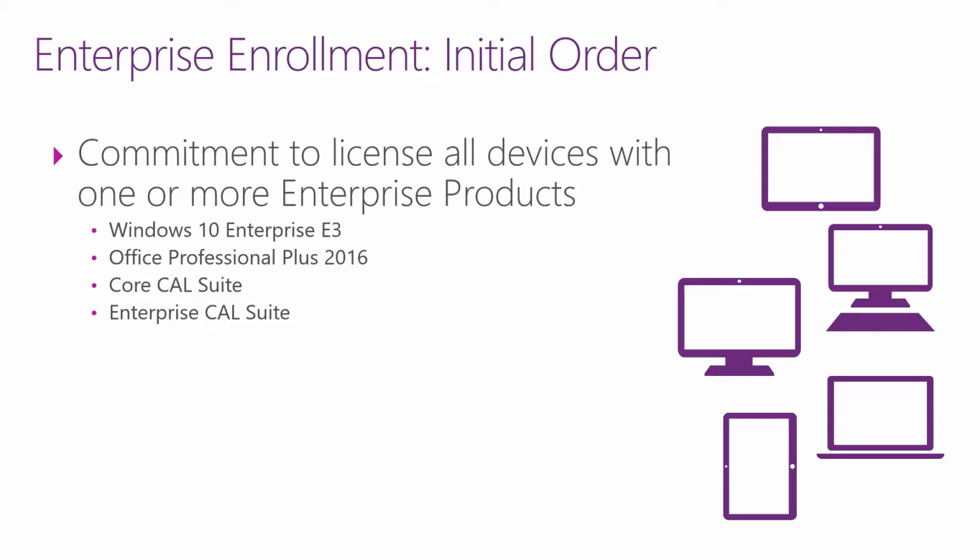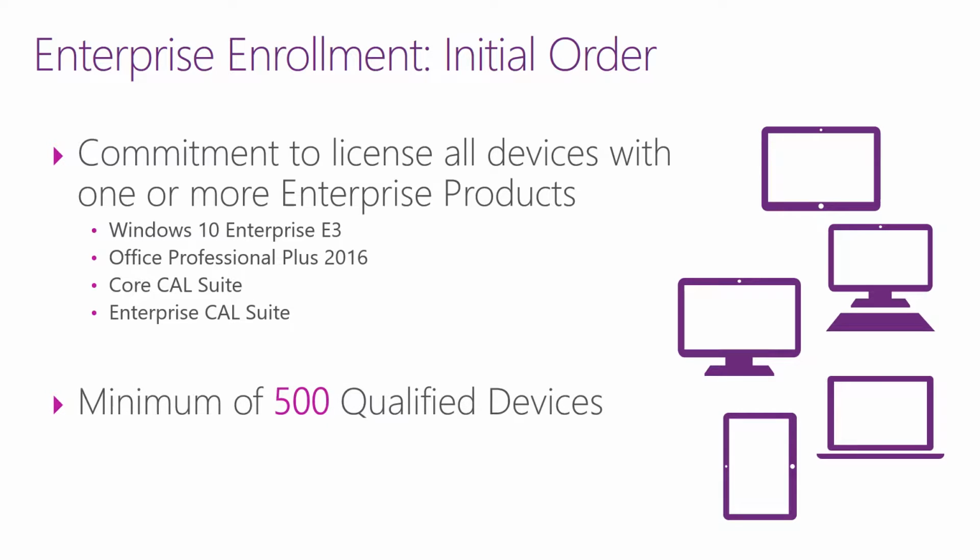This means that you count all of your devices and then buy one of these products for all of them. So if I have 750 devices, and I want to include Office Professional Plus 2016 in my enrolment, then I need to purchase 750 Office licenses. The initial order must also meet the minimums for the agreement, and we already know that this is 500 devices. Now the proper term for the devices that you have to count and license is a qualified device, and it's worth understanding more about these.